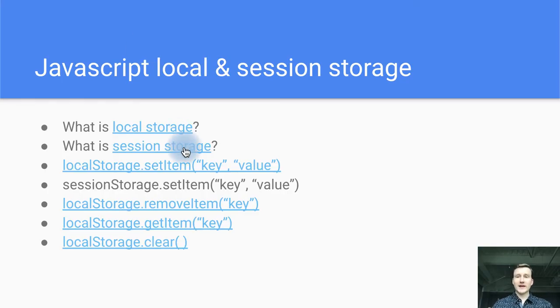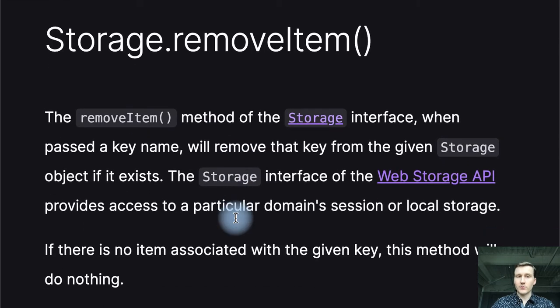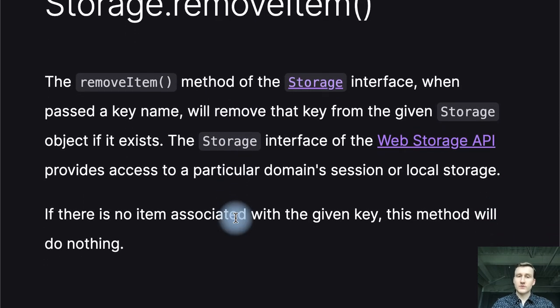So we can inspect these by going to the DevTools, clicking on Application, and then clicking on Local Storage. We can remove an item by its key. The removeItem method of the Storage interface, when passed a key name, will remove that item from the given storage object if it exists. The Storage interface of the Web Storage API provides access to a particular domain's session or local storage.